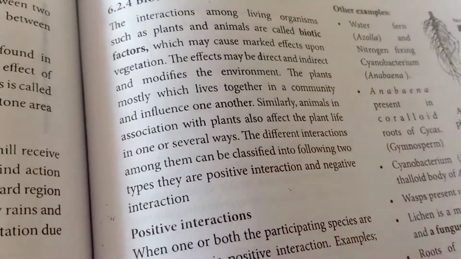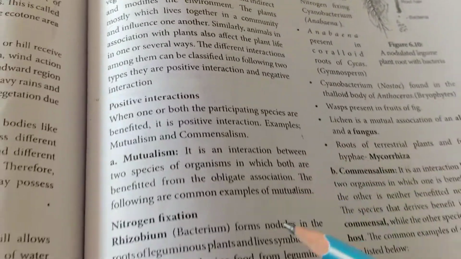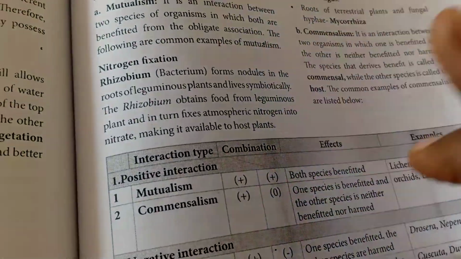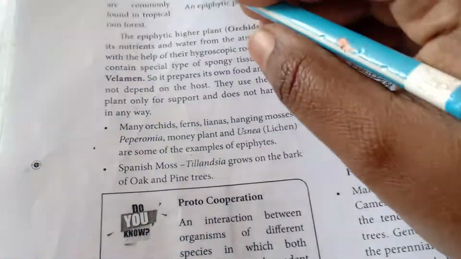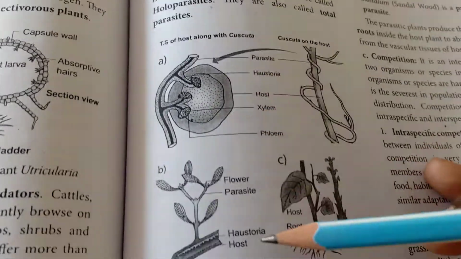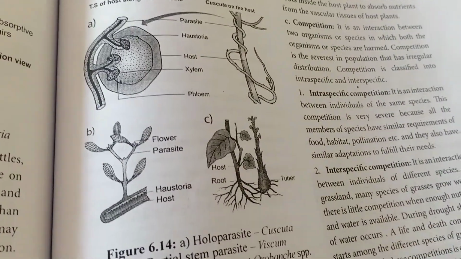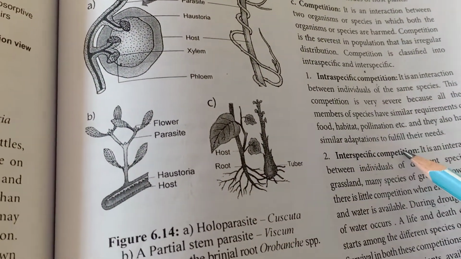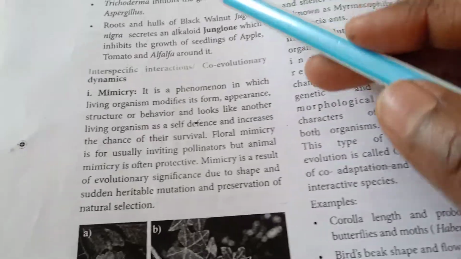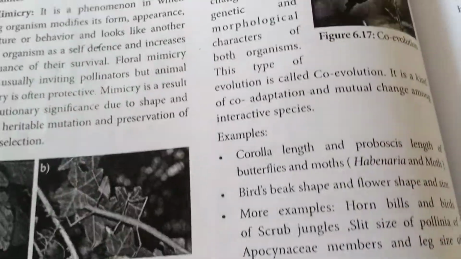Then coming to biotic factors. The entire topic is there with positive interactions: mutualism with the example, then commensalism, and you got epiphytes. Negative interactions: you have predators, and the examples are given. Then coming to parasites, the holoparasite and the hemiparasite are given. Then followed by competition, interspecific competition and intraspecific competition, and mimicry, myrmecophily and co-evolution. All these topics are included.